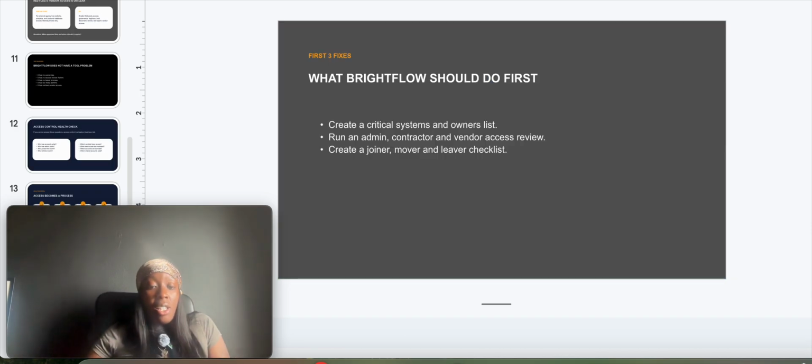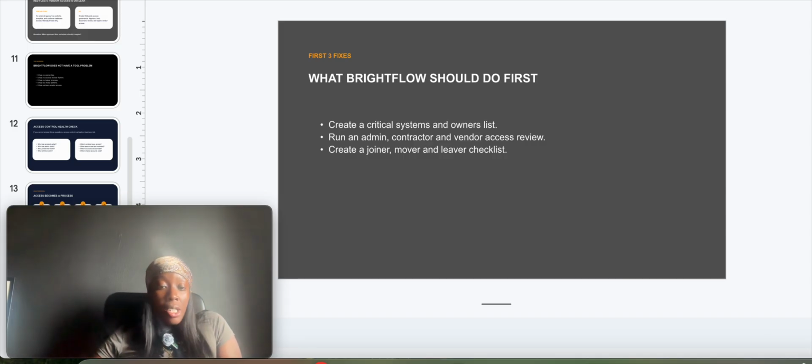And then in terms of sequencing, what should BrightFlow do first? Create a critical systems and owners list, and then run an admin, contractor, and vendor access review. The first one that you do is likely to be the most messy and the most corrective, and after that you should just be doing small tweaks because you're doing it on a regular basis. But try not to feel too overwhelmed.